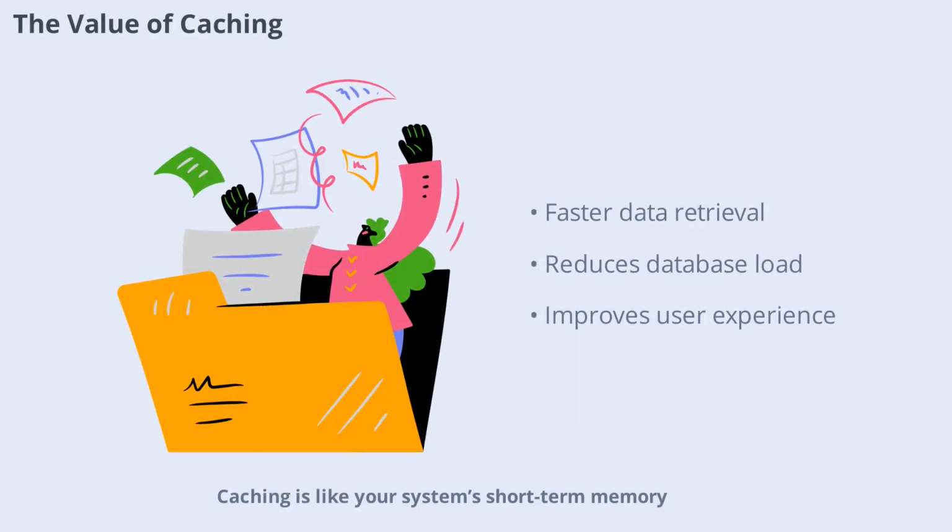Caching is like your system's short-term memory. It stores frequently accessed data in memory, making retrieval lightning fast compared to fetching from disk-based databases. Redis excels as a caching layer, reducing the load on primary databases and speeding up response times. By storing hot data in memory, Redis helps applications handle more users and requests without breaking a sweat. This is why caching is a fundamental performance optimization in system design, and Redis is often the tool of choice.